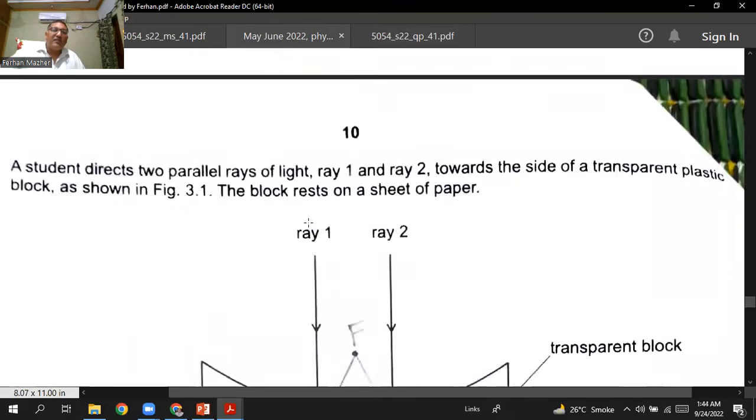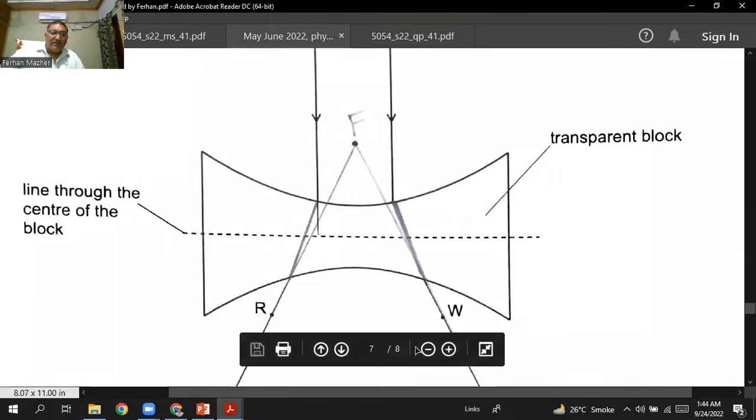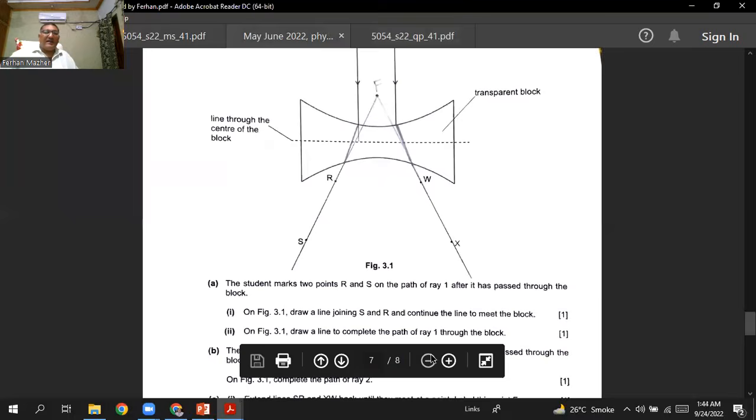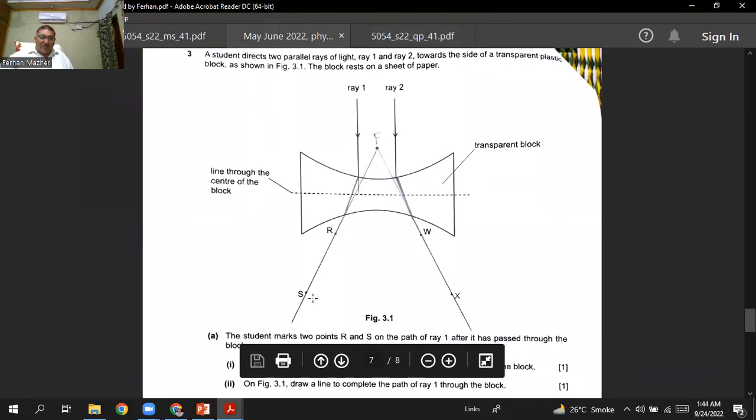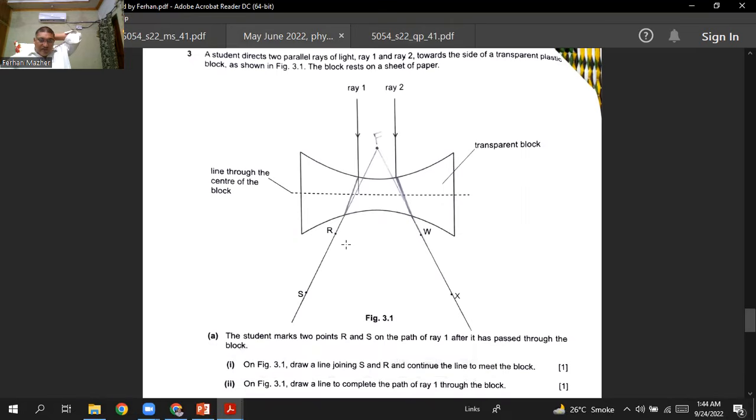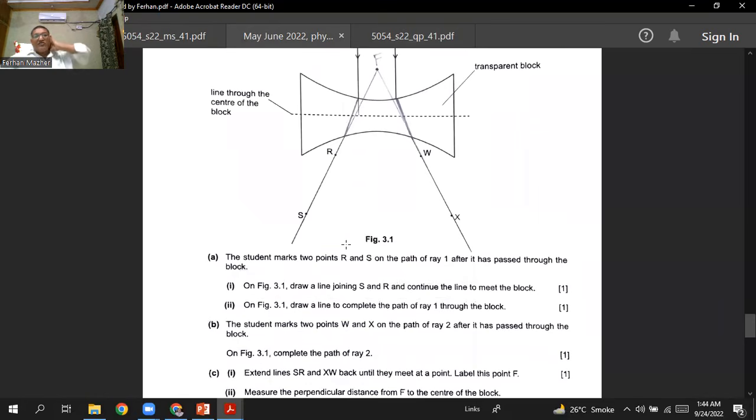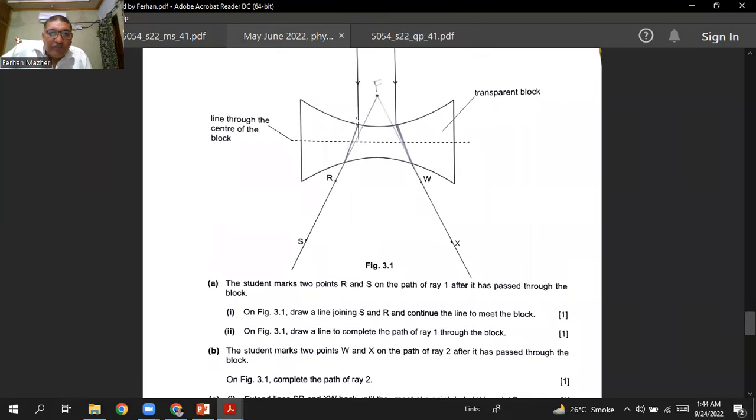So let me show you from here. You can see here I have drawn that. So join S and R until the block and then continue this R up to here. Then join this point and this point with each other with this line. Okay, you can see this line.